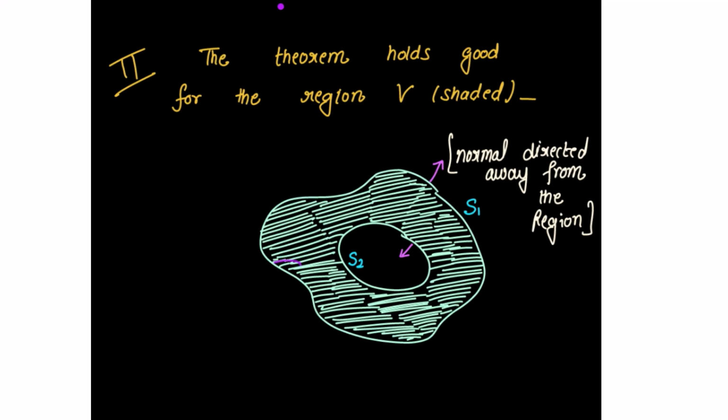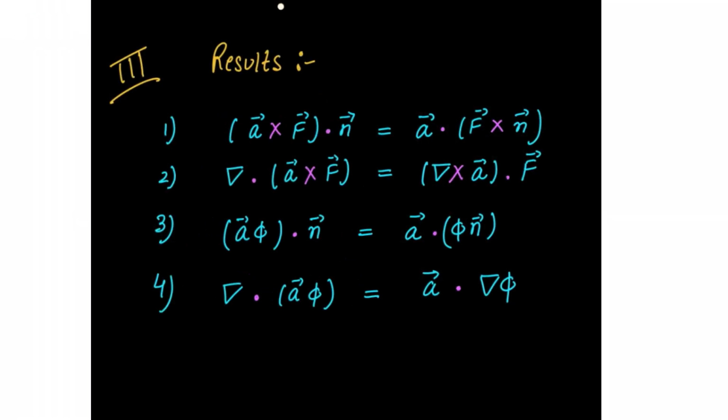This is your shaded region V, and these are the normals directed away from the region. This is your surface S1 and this is your surface S2. For the surface S1, the normal is directed like this, which is away from the region. For the surface S2, the normal is directed like this, right? So the outward drawn unit normal vectors at any point means the normal directed away from the region. Okay, next, these are very important results. Please keep these in mind.